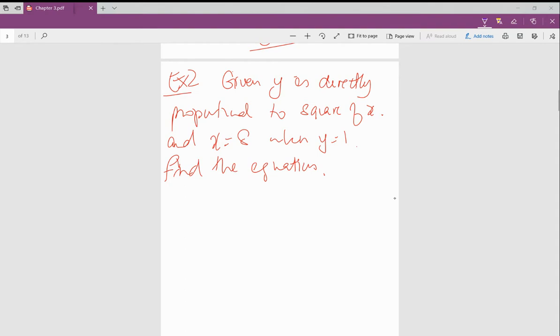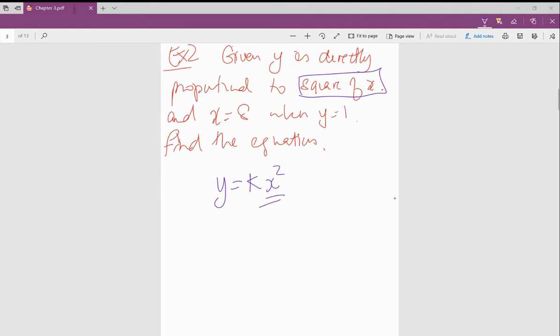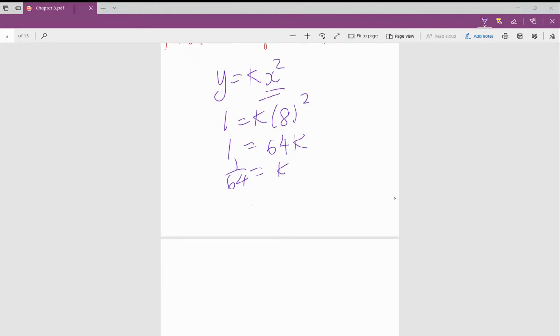Okay, I'm going to give the answer. y equals kx squared. Why is it x squared? Because they say it's the square of x. And I know when x is 8, y is 1. 1 equals k times 8 squared. 1 is 64k. k is 1 over 64. So when I write the answer, y equals 1 over 64 x squared.